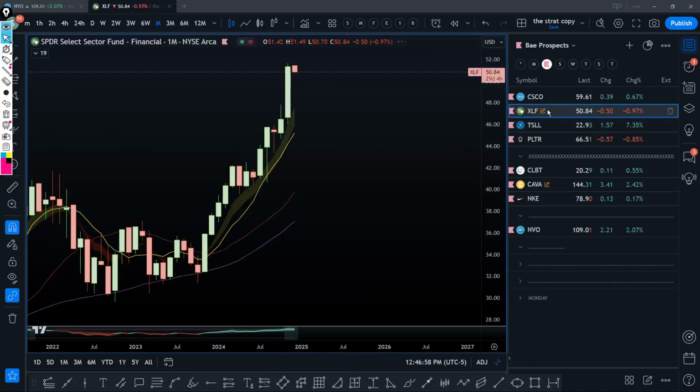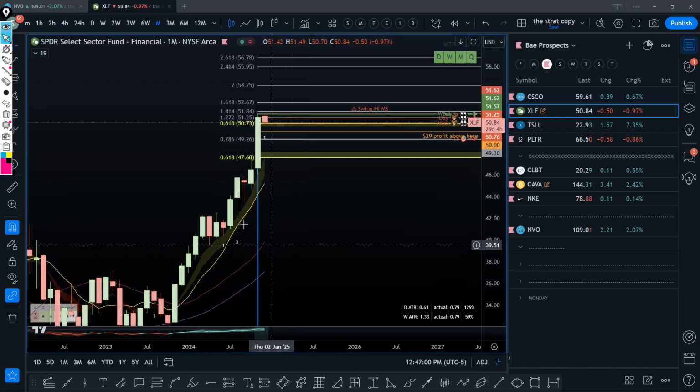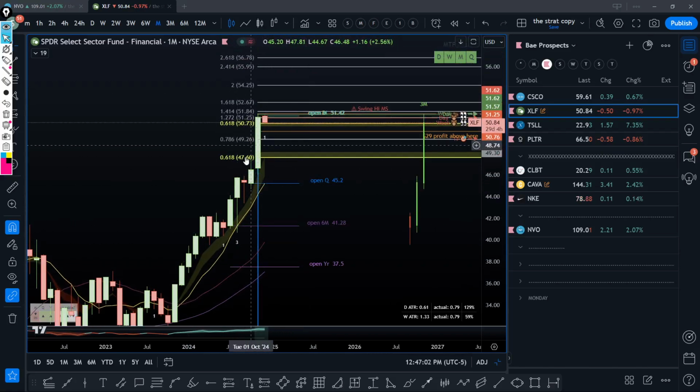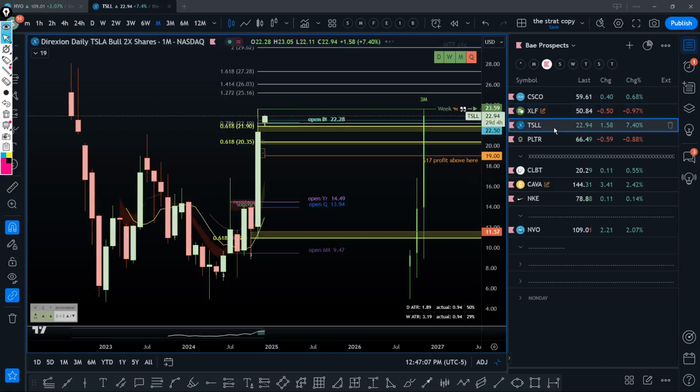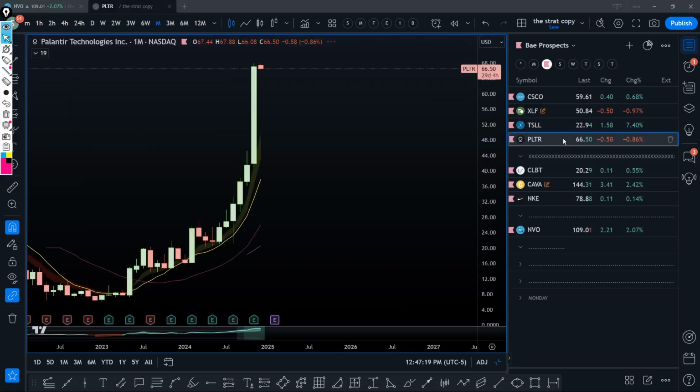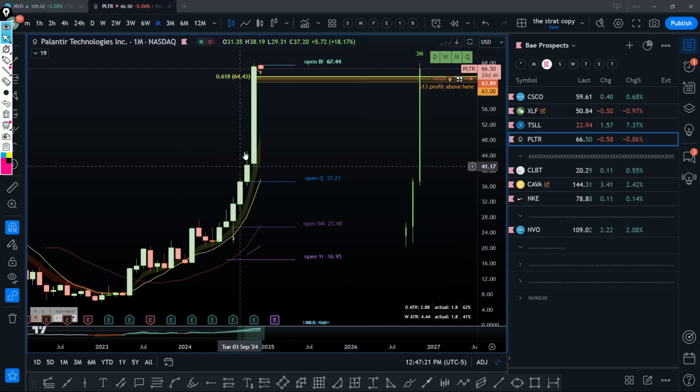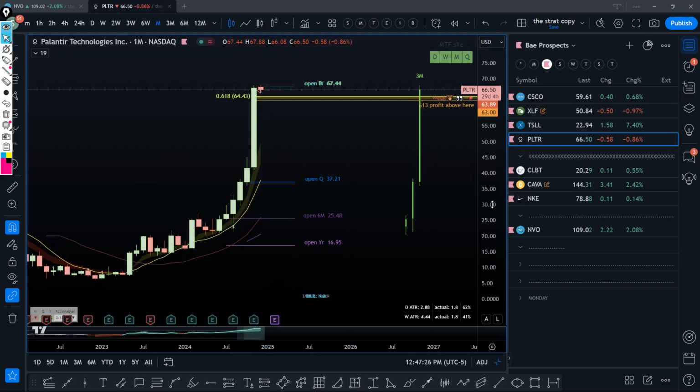As with a lot of these things, it's recently a two up continuation on XLF. Tesla is the same thing; this is actually a 3-2 continuation on Tesla, just looking for that to go two up again on the month. And then the same thing with Palantir: you just have a two up continuation, just looking for this to go two up again on the month.